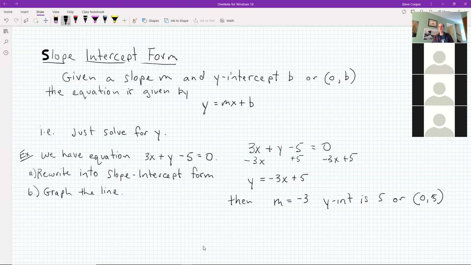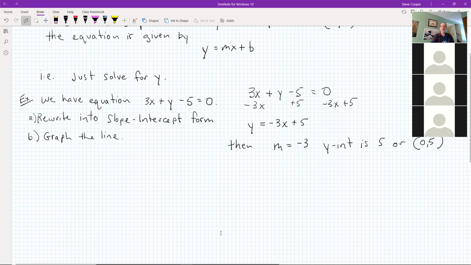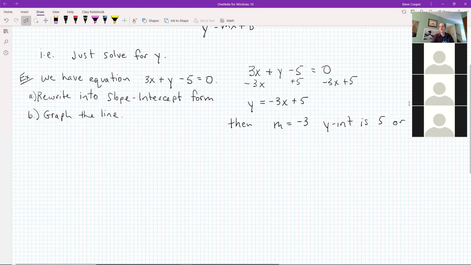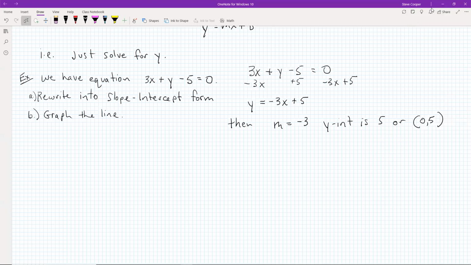Okay, so that gives me enough to know what I need to know to graph it. All right. So the next job is to graph the line. So we've done this. If I want to graph the line, let's see if I can get a straight point here.